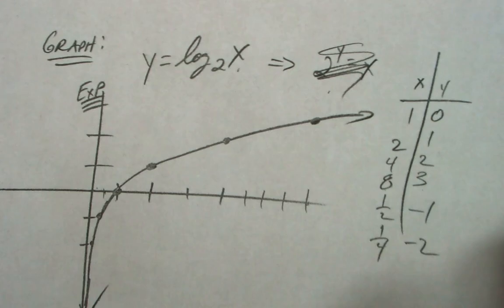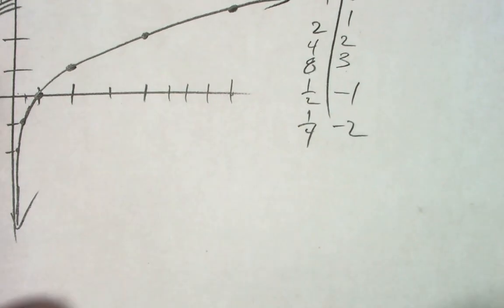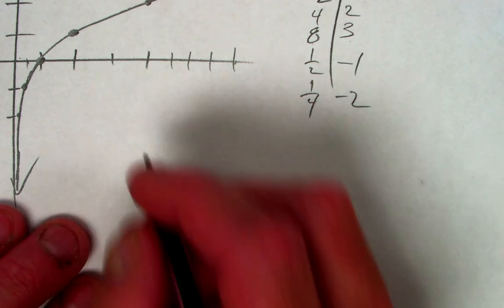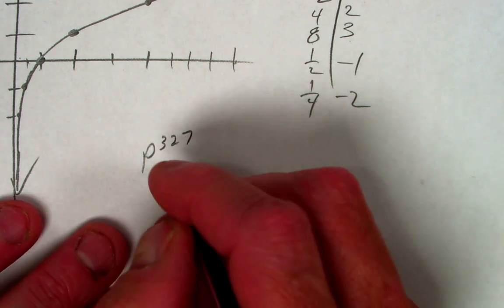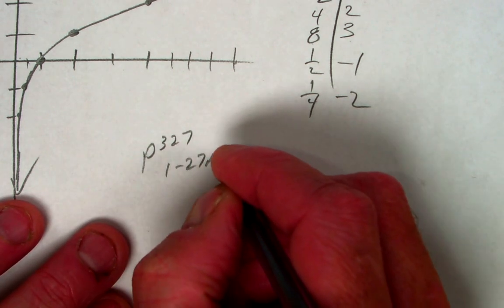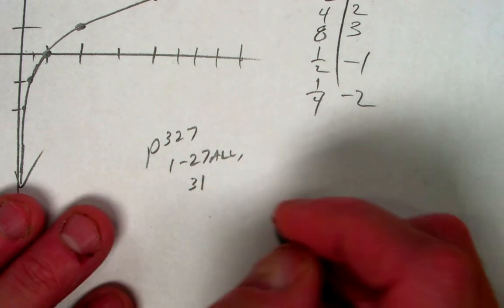Okay, so here we go. 15 minutes. I want you. This is going to seem like, oh my gosh, she hates us. Well, you might be right, but no. This is just going to be write a bunch of stuff, and it's actually going to go pretty quick. 327. 1 through 27, all. And 31.